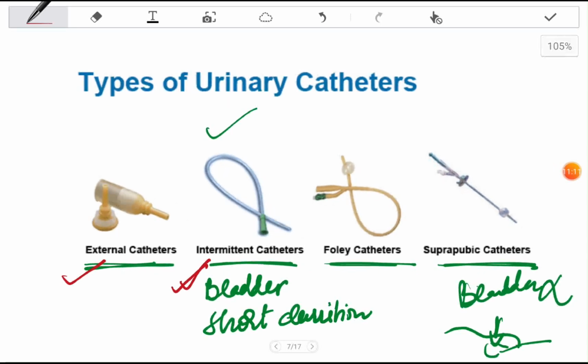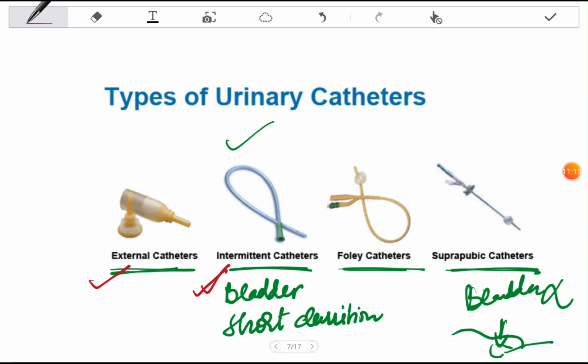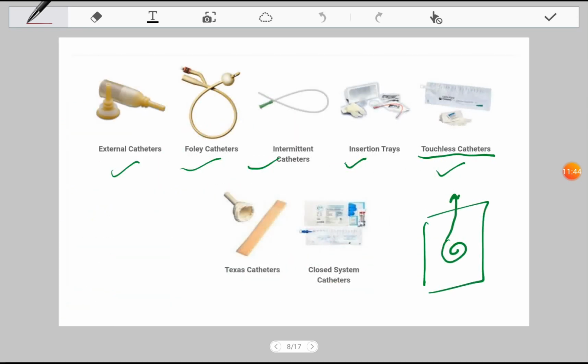So the next ones are suprapubic catheters. Unlike other catheters which are inserted manually, these are inserted surgically into the patient from the suprapubic area. They are inserted into the bladder directly, and from here the urine is drawn into the urobag or whatever the connecting bag is. So this one is surgical, the rest are all manual or procedure type.